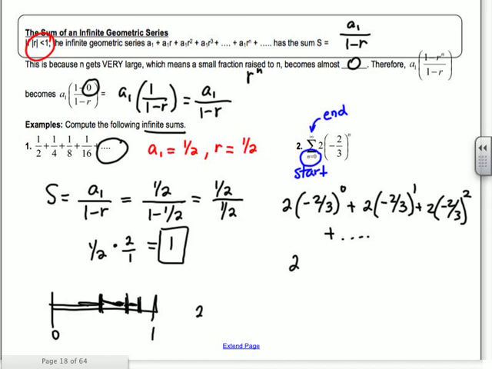Okay, this one's written out a little bit differently. So let's write out the first few terms just so we know for sure what's happening here. Okay, so if you remember, if we have a sigma notation or summation notation, the bottom number tells you where you start. The top number tells you where you end. So it's saying end at infinity. So you're never going to get to the last number. Okay, so your first number is going to be 2 times negative 2/3 to the 0. The second number is going to be 2 times negative 2/3 to the 1. The third number is going to be 2 times negative 2/3 to the 2. And then it's going to go on forever.